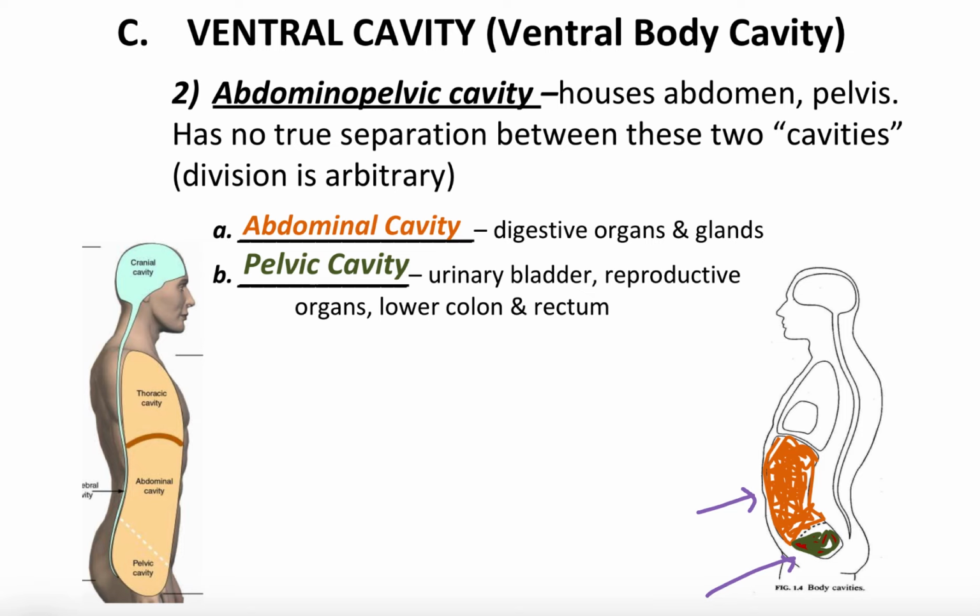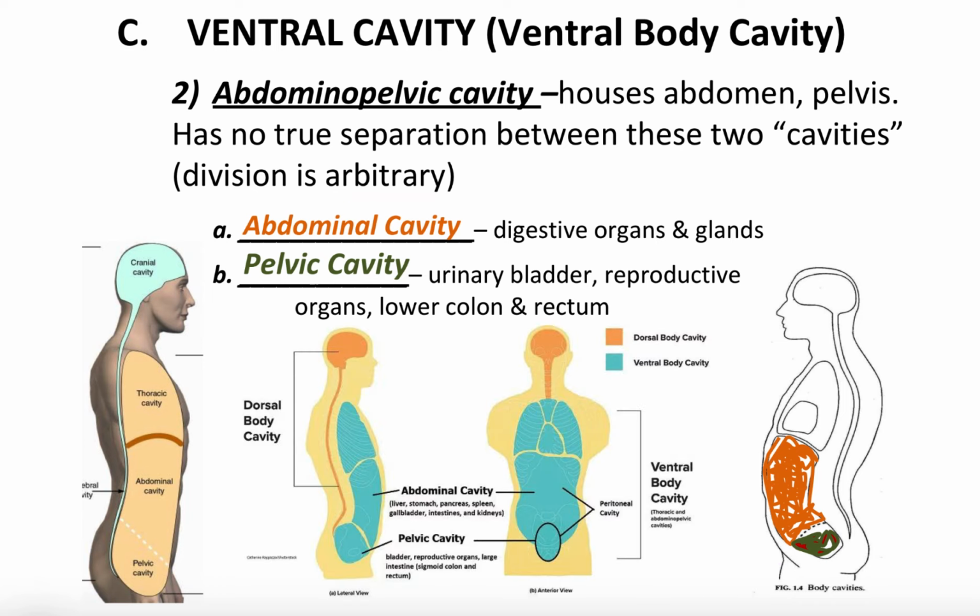So the division is called arbitrary because it's made up. That's why often when you see drawings of them, you'll see a dotted line to show that it's arbitrary. This one makes it look like they're the same, but there's no tissue between the abdomen and the pelvic cavity. Okay?